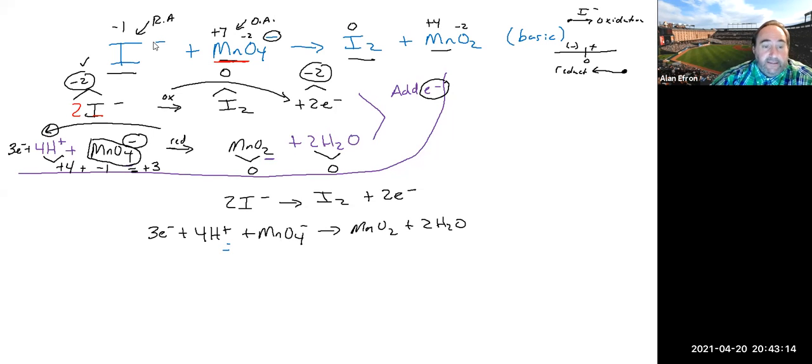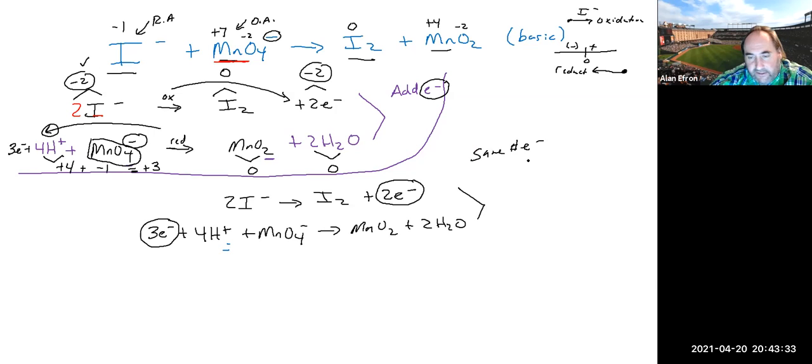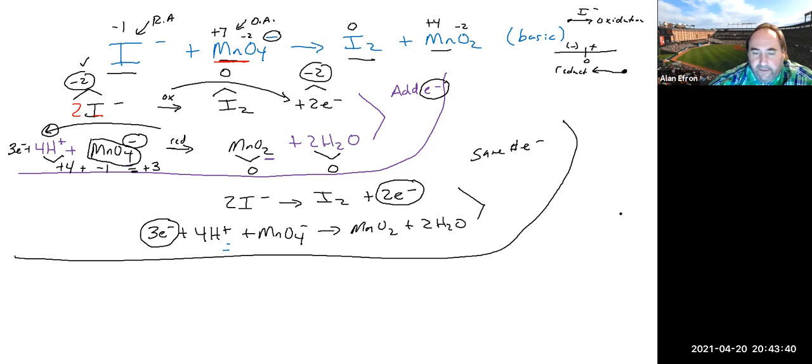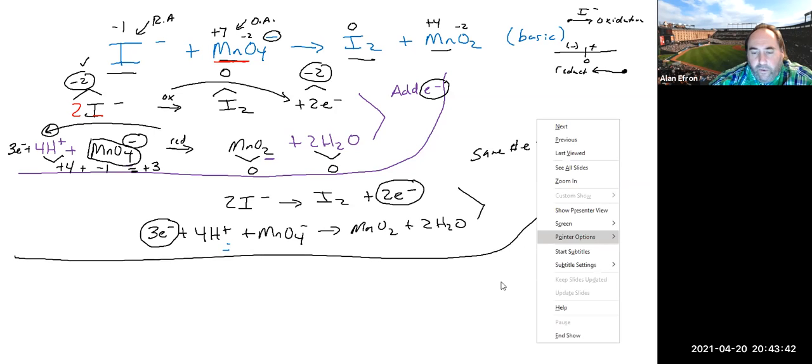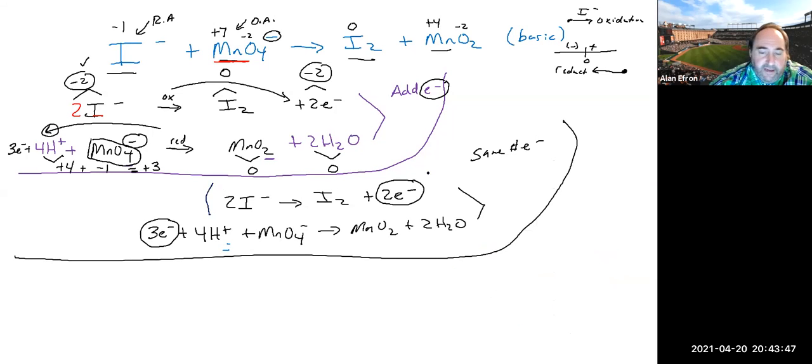Now that we've added the electrons, we're almost to the part where we're going to add these guys back together. Before we could add them back together, though, one crucial thing is we need the same number of electrons in each half reaction. So like we did before, I'm going to rewrite it here, just give me a little bit more room. We're going to need to multiply both half reactions by a number.